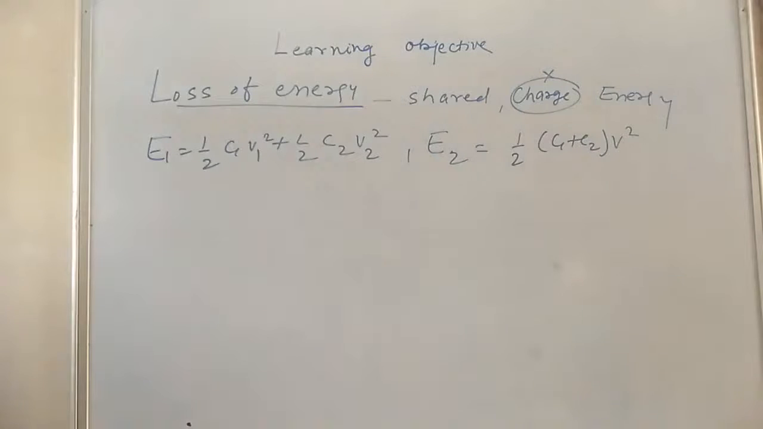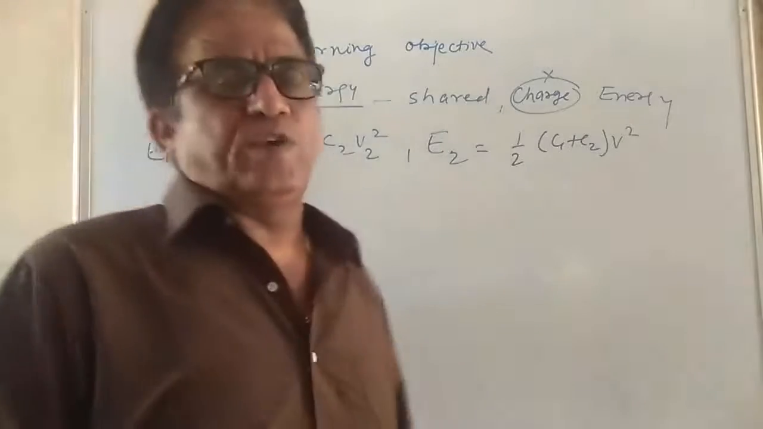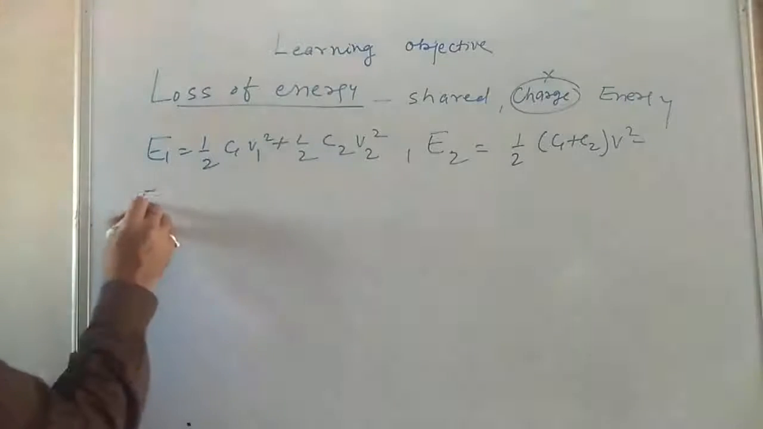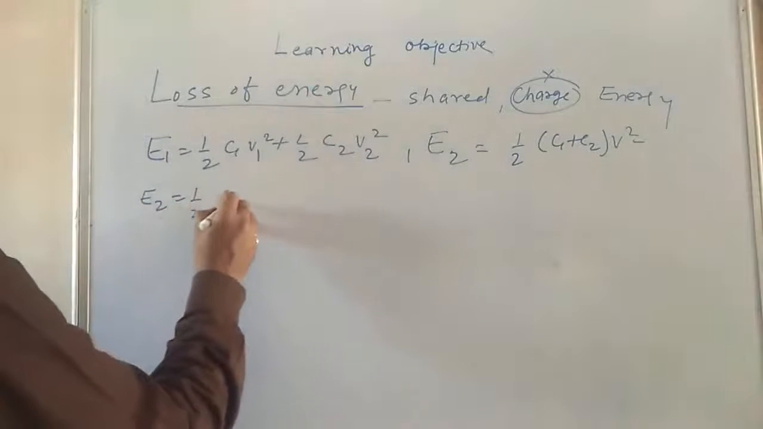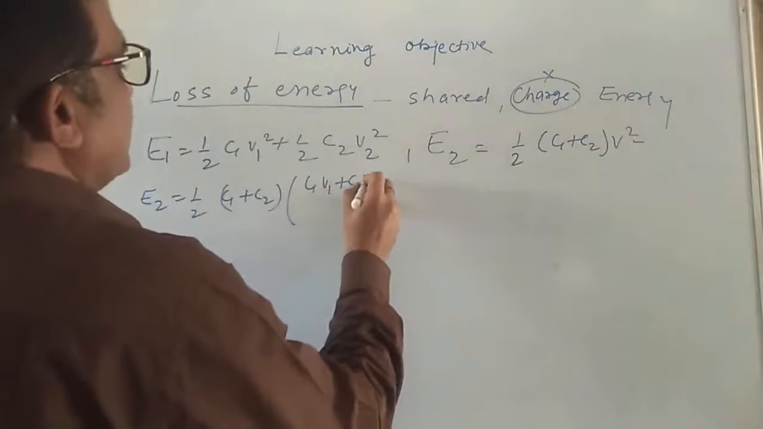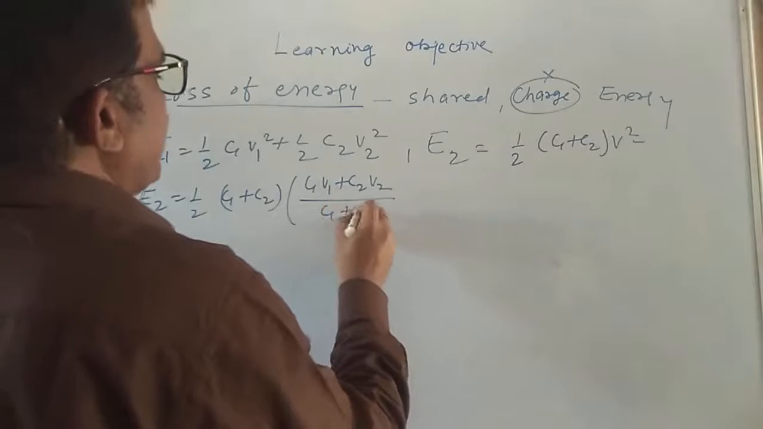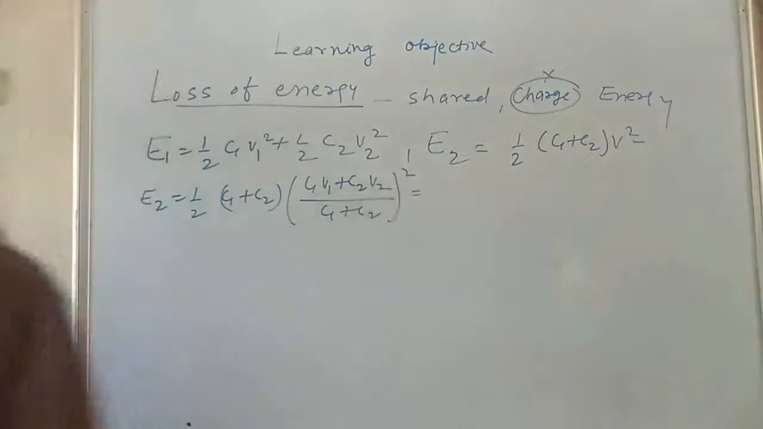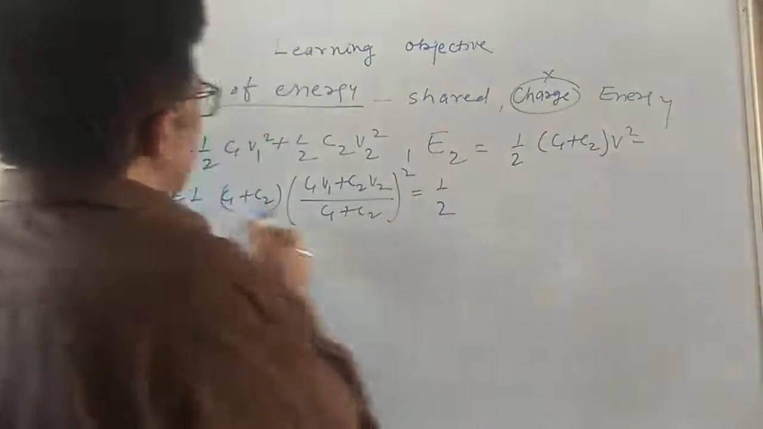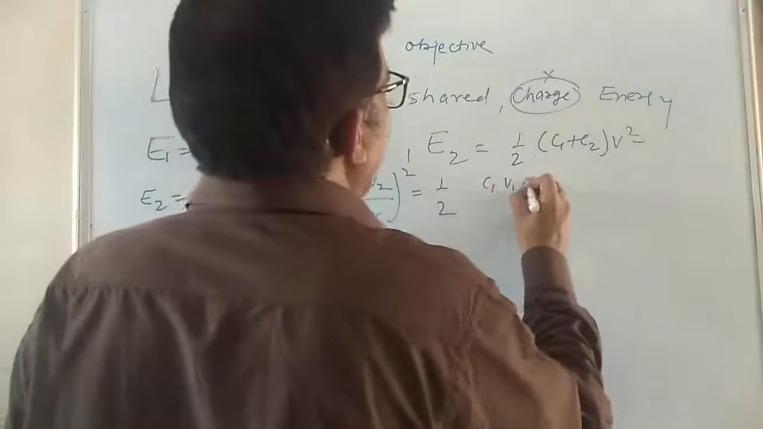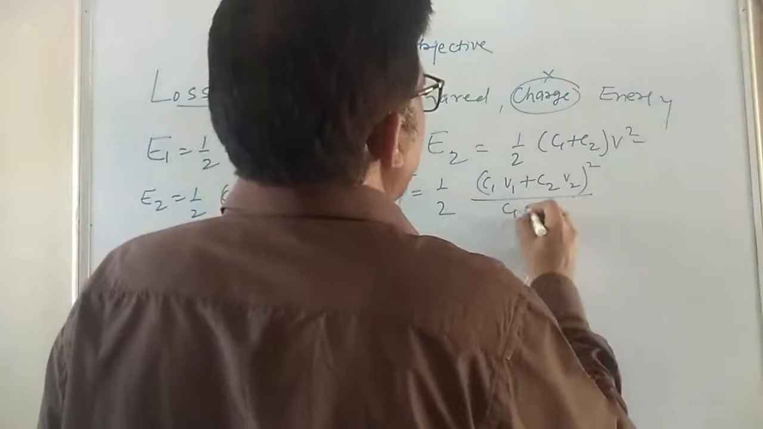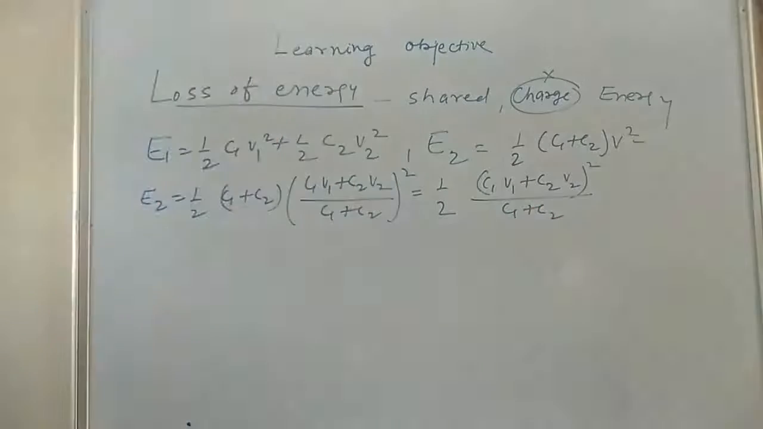Now, I know the formula of common potential just now, (C1 V1 plus C2 V2) divided by (C1 plus C2). Put it here. So E2 comes out to be 1 by 2 (C1 plus C2) into (C1 V1 plus C2 V2) divided by (C1 plus C2) whole square. So I can write here 1 by 2, (C1 plus C2) will cancel, leaving (C1 V1 plus C2 V2) whole square divided by (C1 plus C2). This is E2.